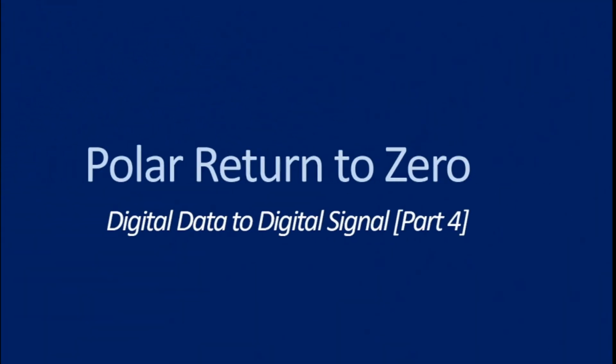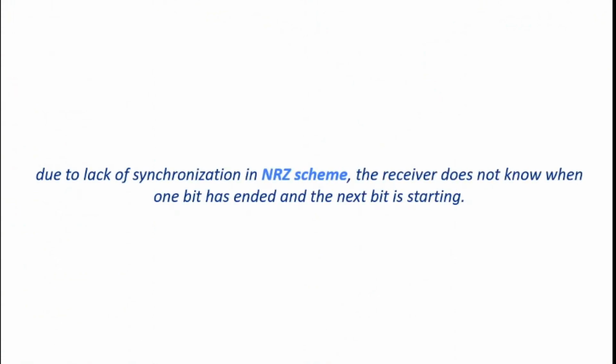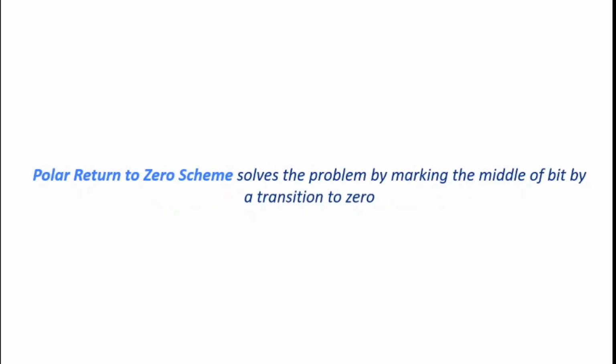In this video, we will see polar return to zero scheme. One of the problems with energy encoding is that the sender and the receiver clocks are not synchronized, and hence the receiver does not know when one bit has ended and the next bit is starting. The polar return to zero, also abbreviated as RZ scheme, solves this problem by marking the middle of the bit by a transition to zero. Polar RZ scheme uses three voltage levels: positive, negative, and zero.